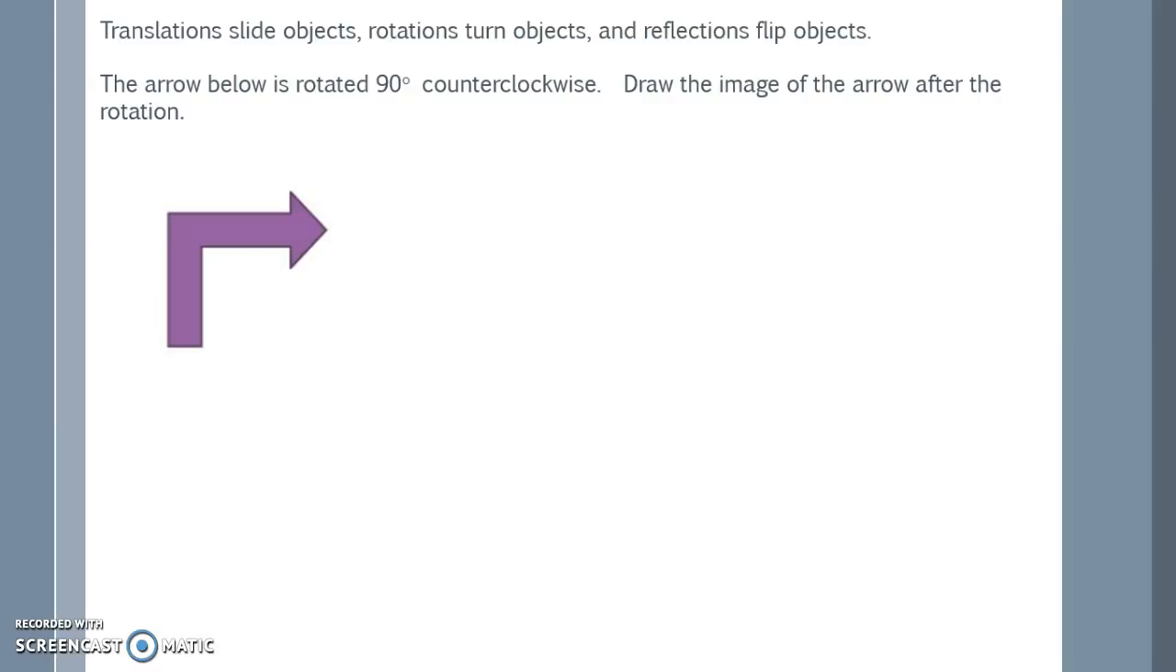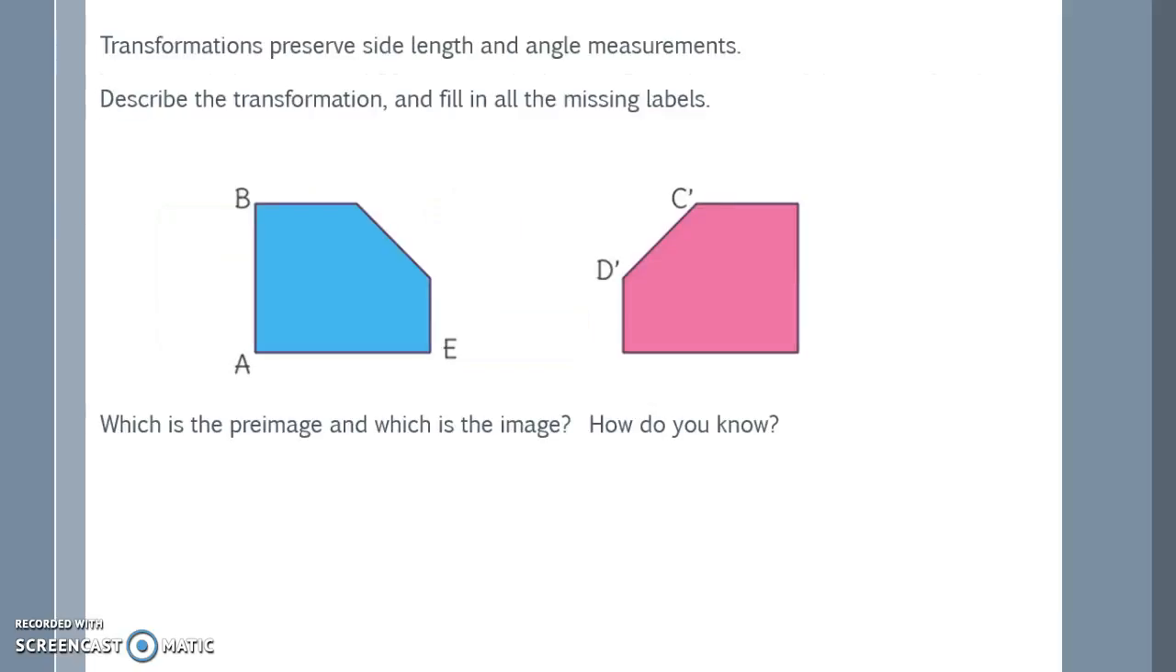The arrow below is rotated 90 degrees counterclockwise. Draw the image of the arrow after the rotation. Pause the video and see if we can do that. Your image should look like this one, rotated 90 degrees counterclockwise. Transformations preserve side length and angle measurements.